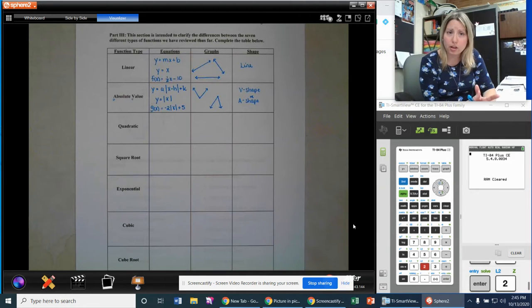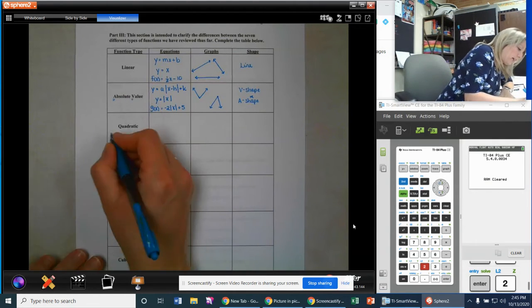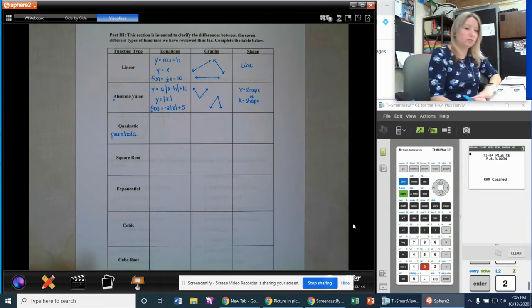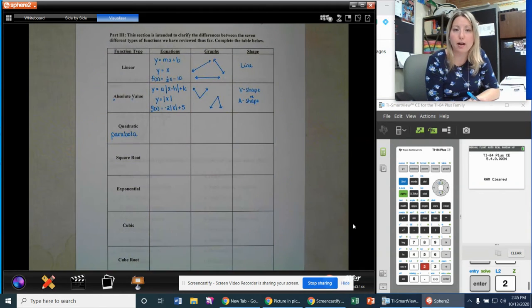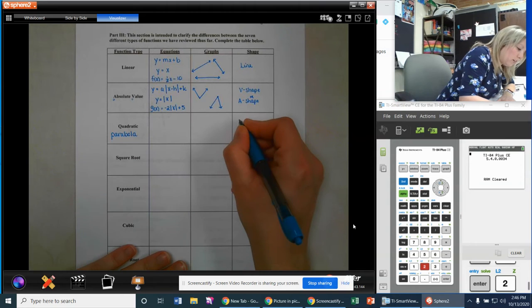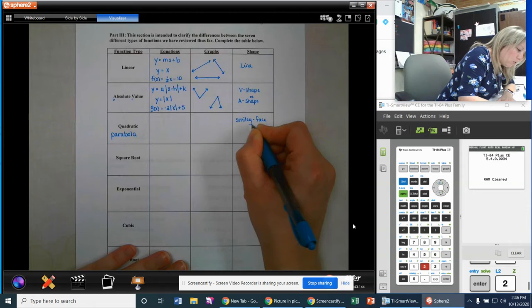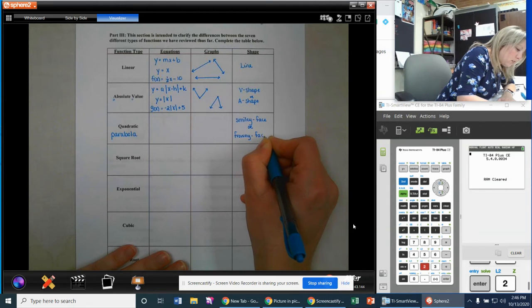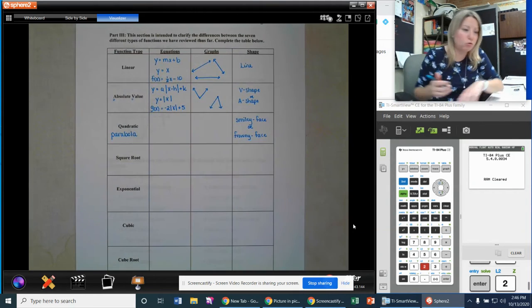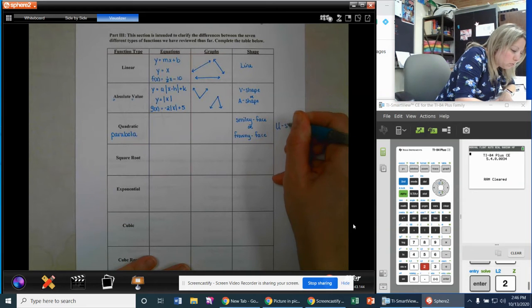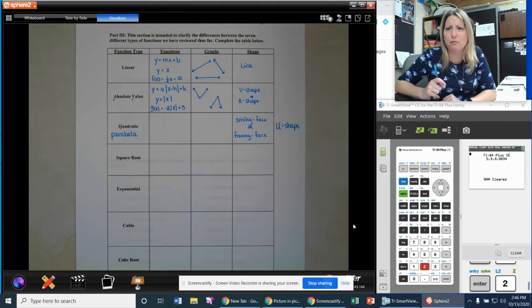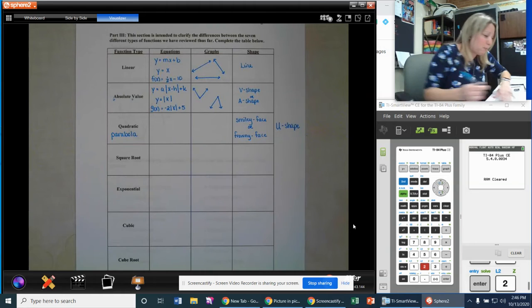Quadratics have a vertex just like absolute value does. We might know a quadratic as a parabola. That's another thing you might know a quadratic function as. Quadratic functions are a smiley face or a frowny face. You could also think of them as a U shape. That's another option. I like to say smiley face and frowny face because then you know which direction I'm talking about.